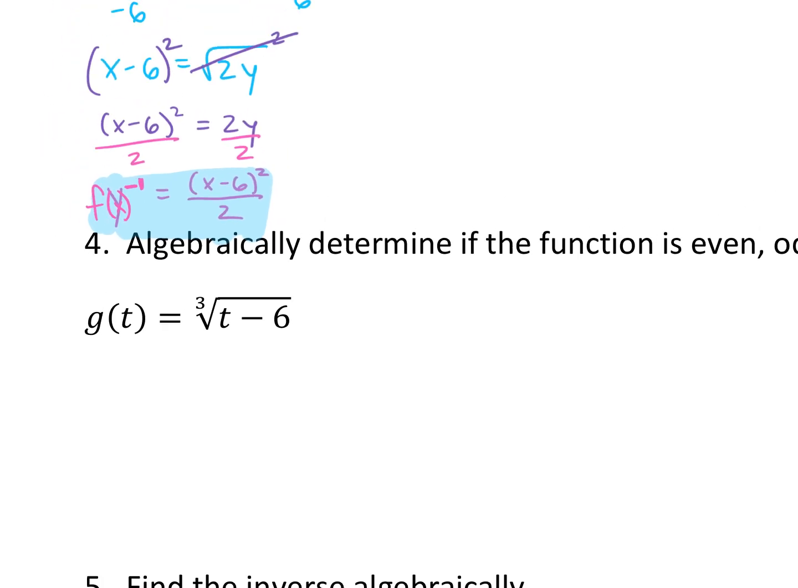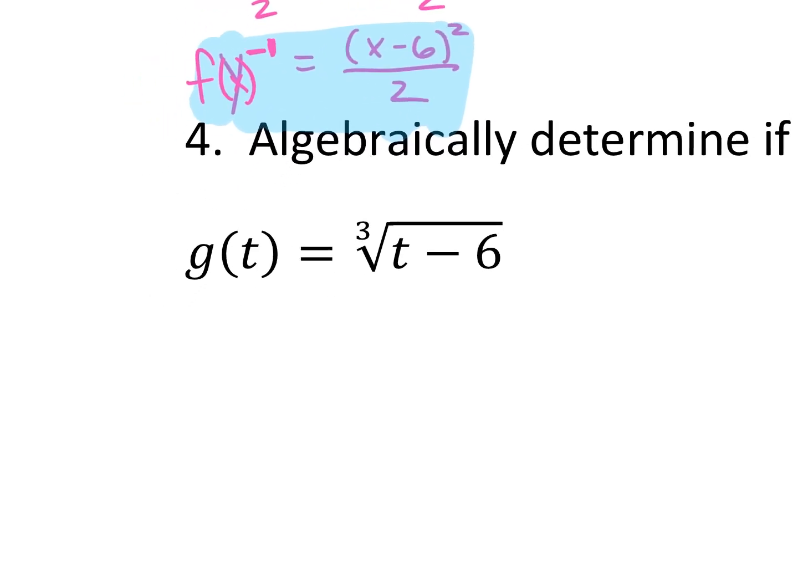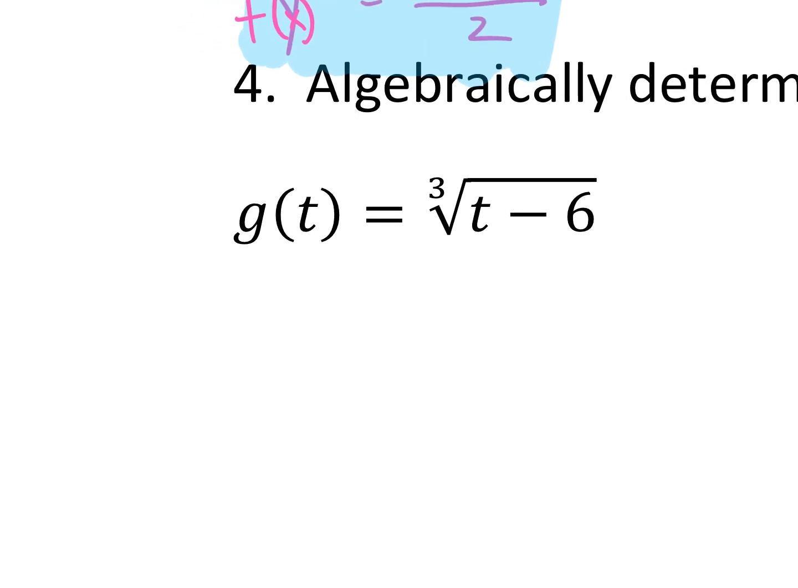Right, number 4. Algebraically, we have to determine if the function is even, odd, or neither. How do I determine if something's even, odd, or neither? We plug in a number and its opposite, and we see if we end up with the same answer, different answers, or opposite answers. So I'm taking the cubed root of something. What's like a nice whole number I could take the cubed root of? 8. So what can I plug into t to make this 8? 14. So let's plug in 14.